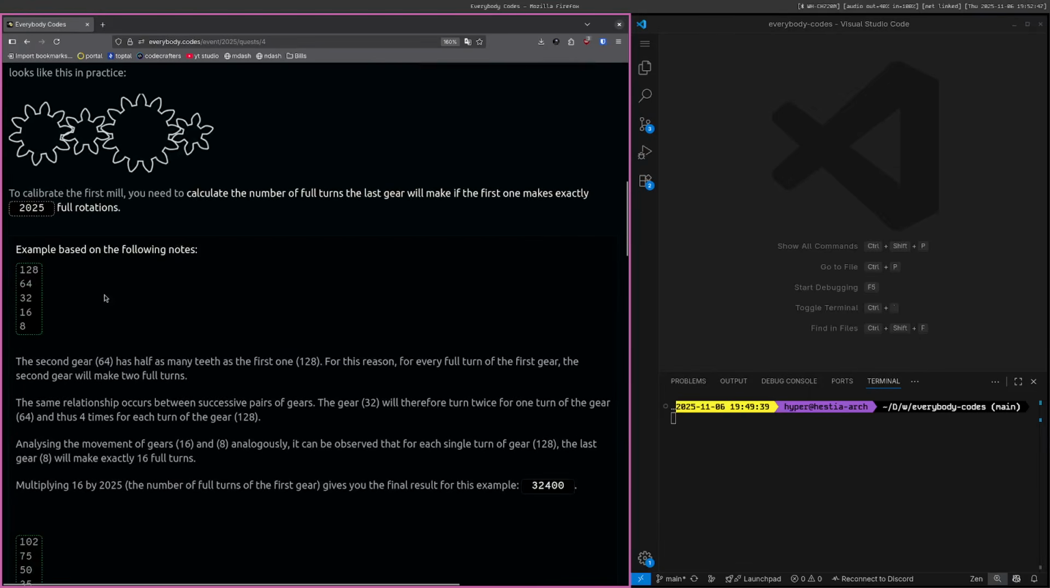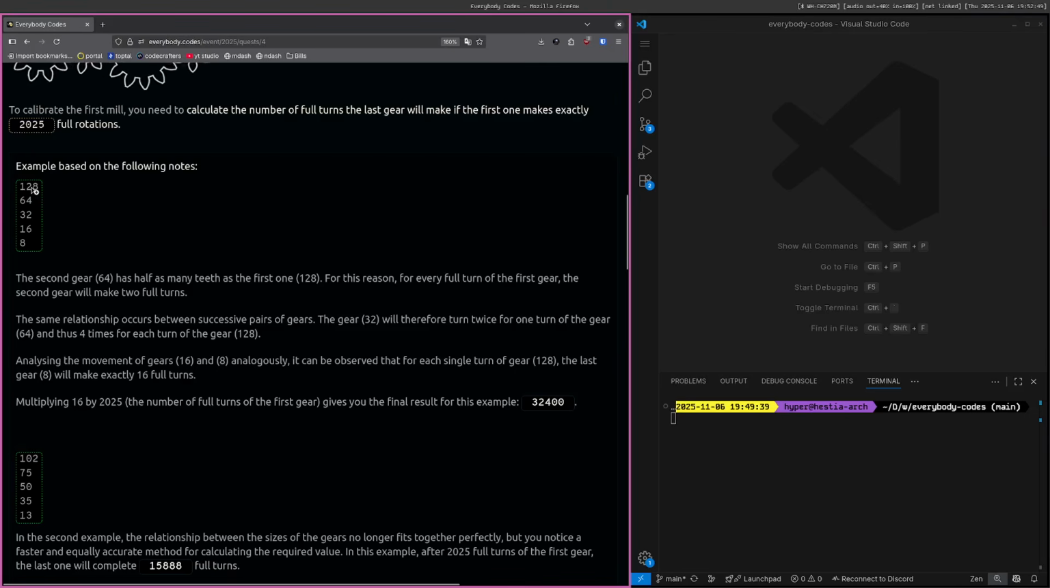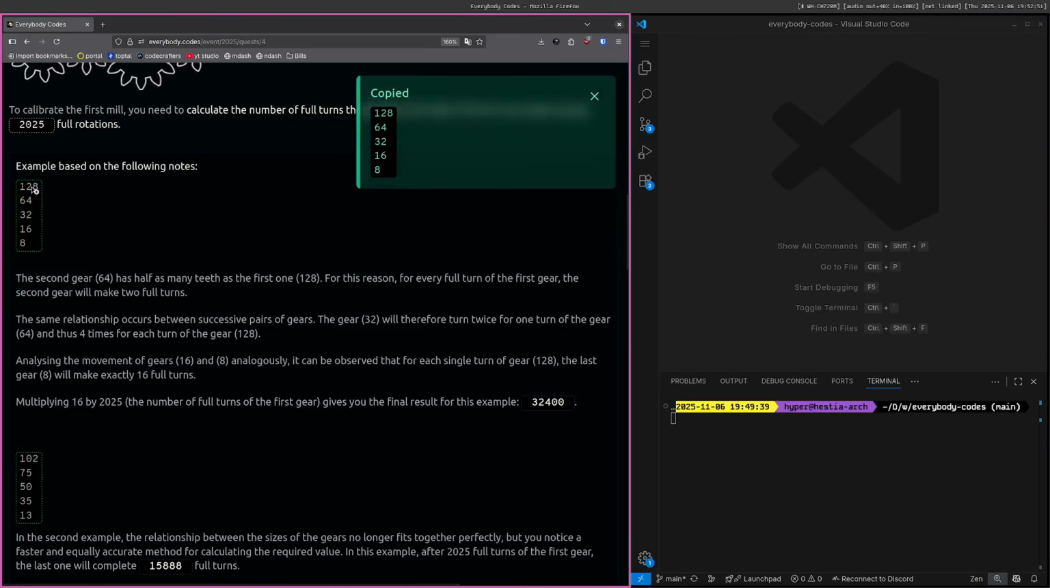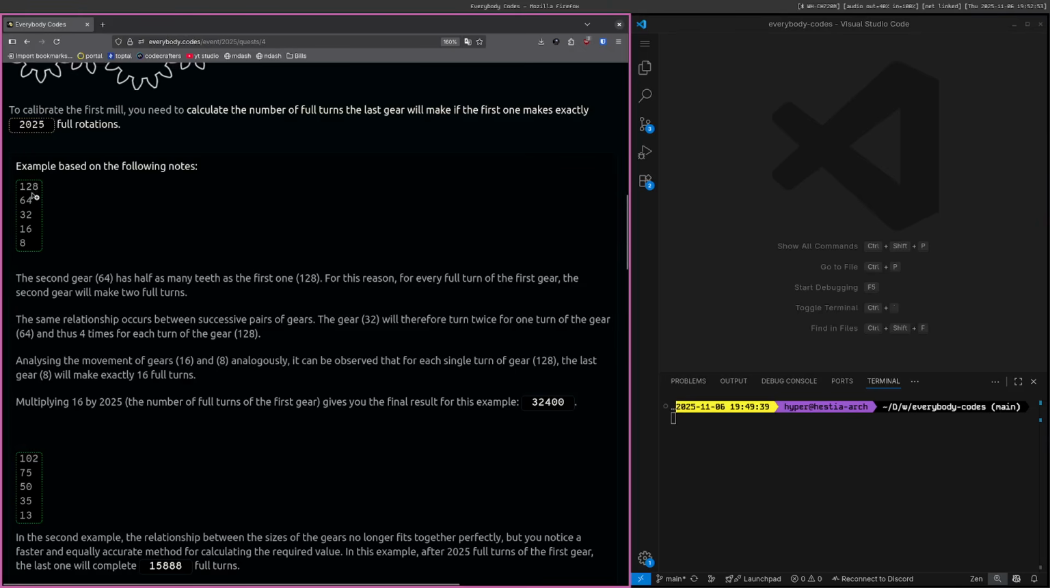As an example given to us, where the first gear has 128 teeth and the second gear has 64 teeth, we see that every time the first one makes a full rotation, the second one makes 2 full rotations. Then every time the 64 gear turns once, the 32 gear turns twice, and so on and so forth. If you take all of these ratios, you'll get a total ratio of 16.